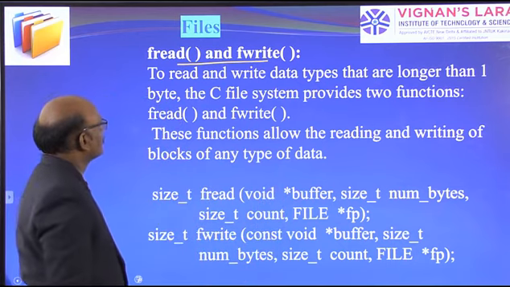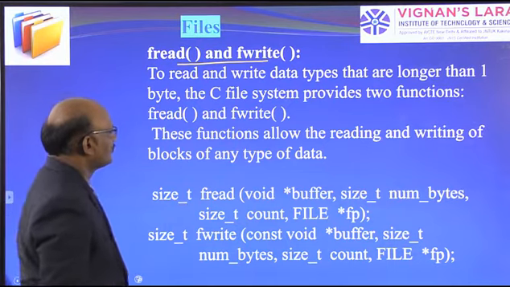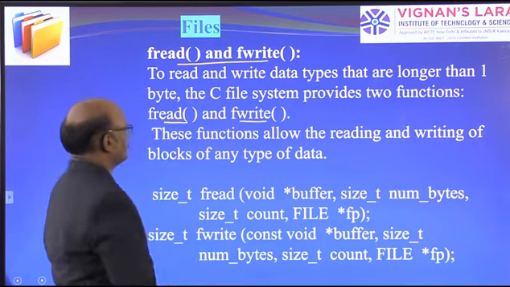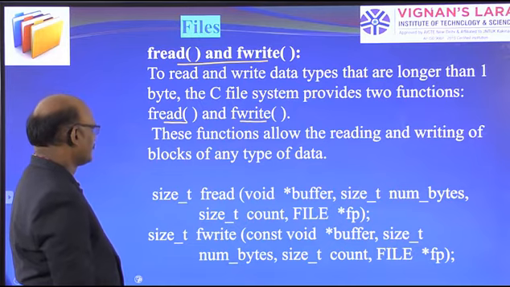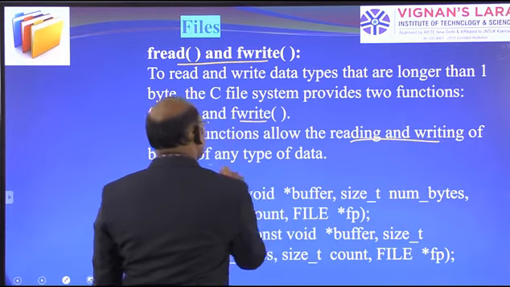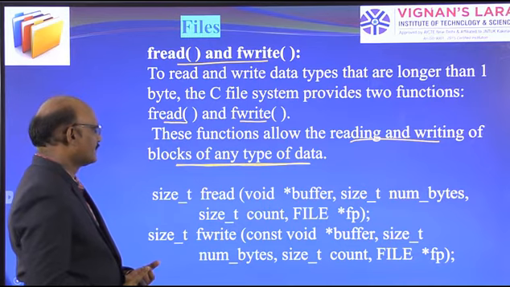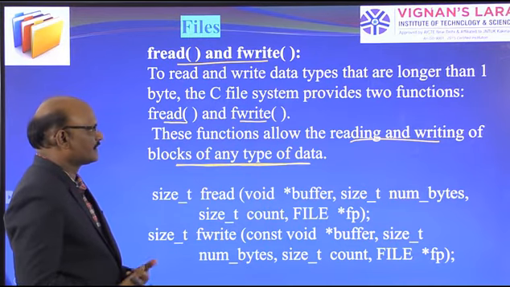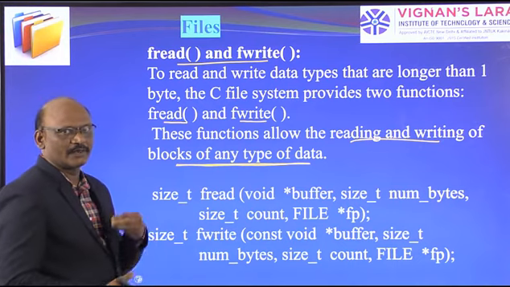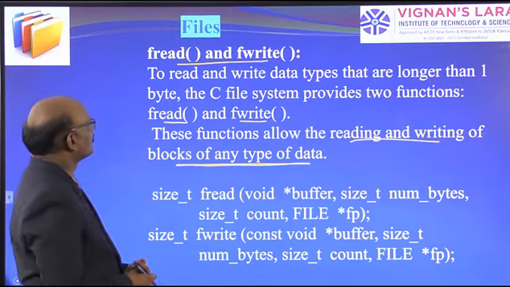fread and fwrite. To read and write data types that are longer than 1 byte, the C file system provides two functions, fread and fwrite. These functions allow the reading and writing of blocks of any type of data. If you want to read blocks of data, 2 or more bytes, from the file, or write 2 or more blocks of data into the file, then we can use fread and fwrite.